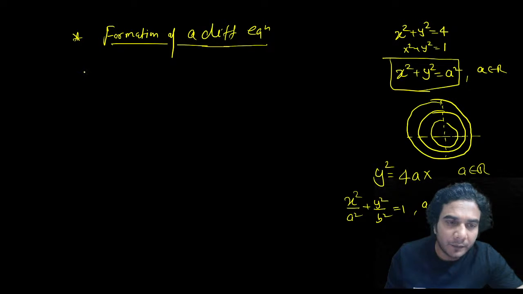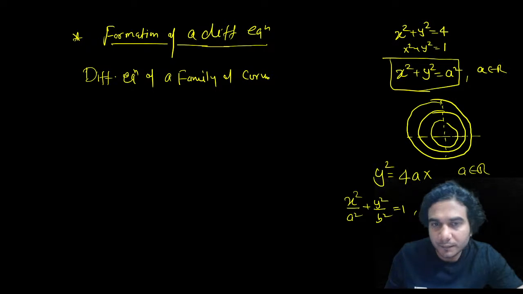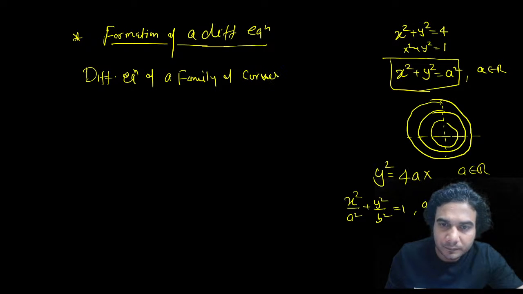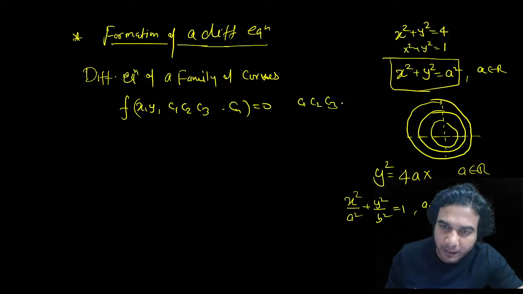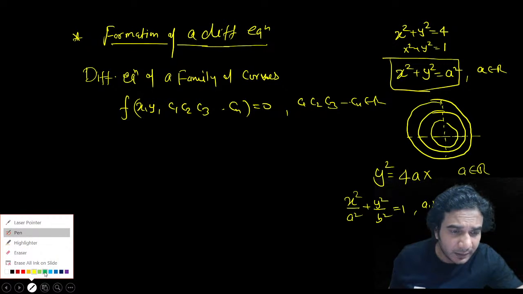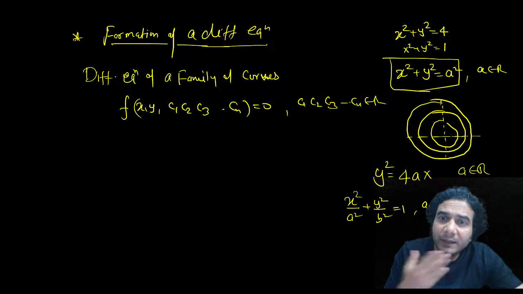Now suppose you have a family of curves, and we want the differential equation of the family of curves f of x, y, c1, c2, c3 and so on up to cn is equal to 0. I'm saying c1, c2, c3 and cn are parameters. It might have n parameters, n minus 1 parameters, 2 parameters, 3 parameters. So how many times do you need to differentiate it?